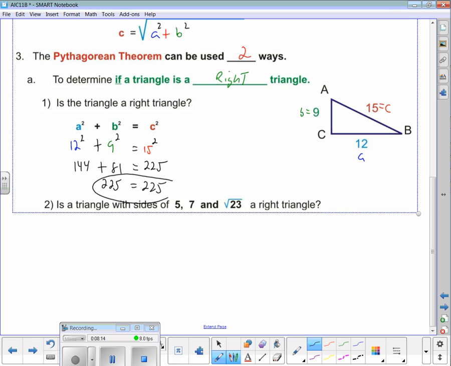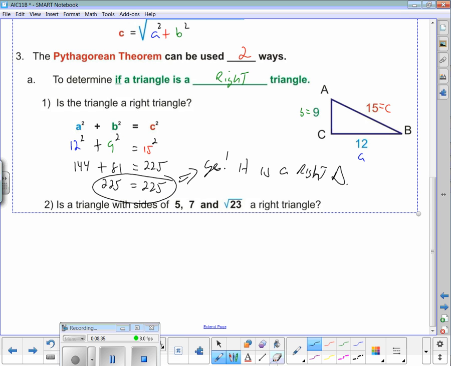If this formula works, and it did, then yes, it is a right triangle, because the formula only works for right triangles. Okay, because the formula worked. Yes, it is a right triangle.